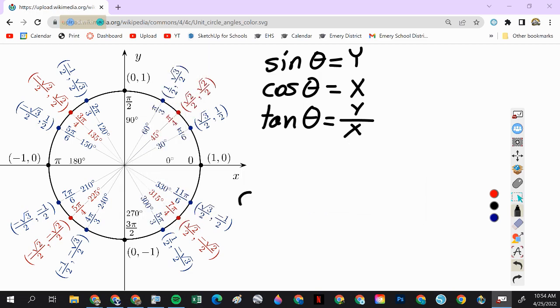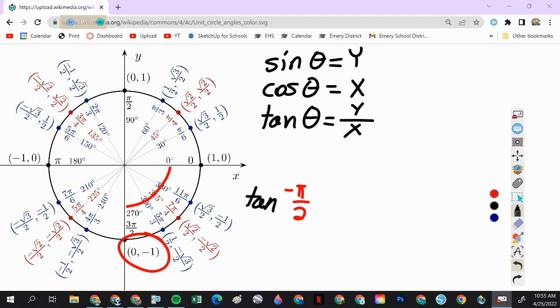What about the tangent of pi? So we look at pi radians, and we do 0 divided by negative 1, which is 0. Okay? What about the tangent of negative pi over 2? So this one right here. What would the tangent be?